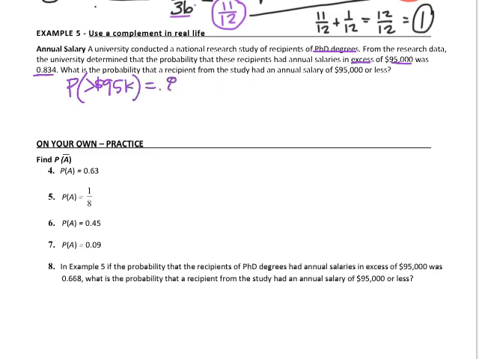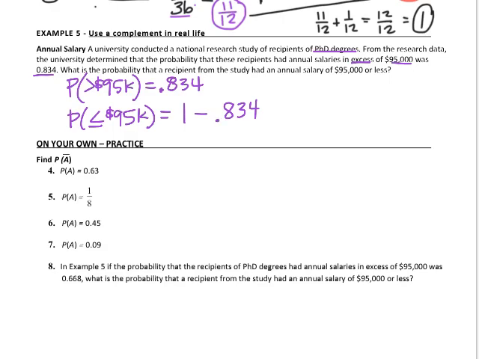So the probability that a person with a PhD has more than $95,000 as a salary is equal to 0.834. So the closer you get to 1, that means there's a bigger chance that those people will have a greater salary than $95,000. So to find the complement, we just have to take the probability of that happening and subtract it from the number 1. So the probability of someone having less than or equal to a salary of $95,000 is equal to 1 minus the probability of someone actually getting that salary.